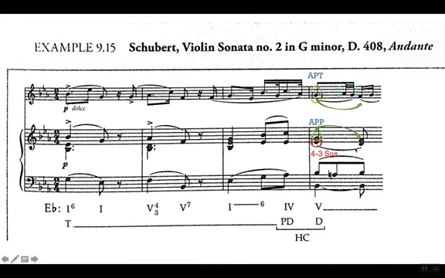So this is a 4-3 suspension. It's suspended here. It's going to be resolved there, and it's prepared in the previous one. And then this guy in there is the A natural in a B flat chord, which is just a chromatic neighbor.